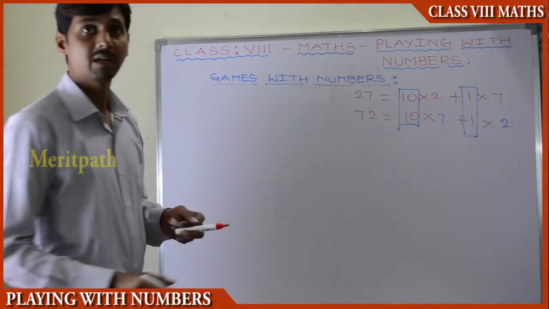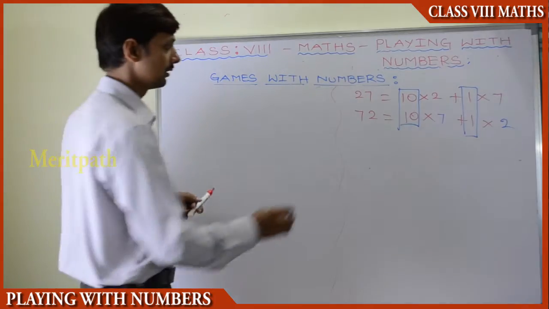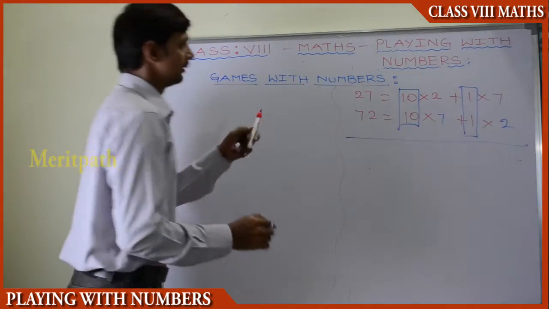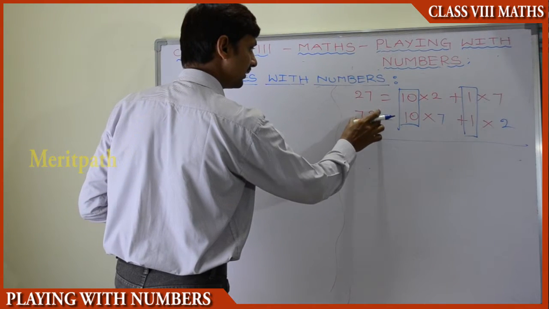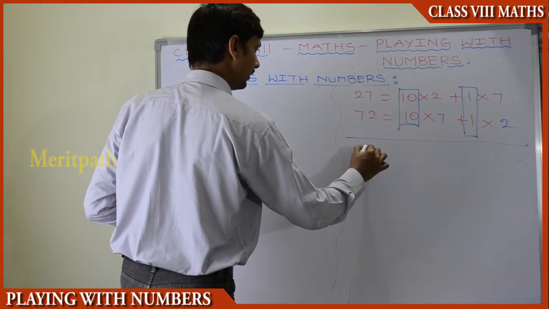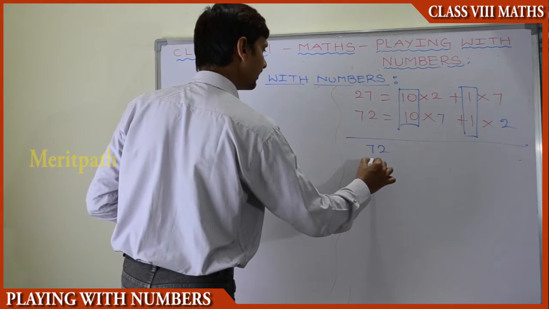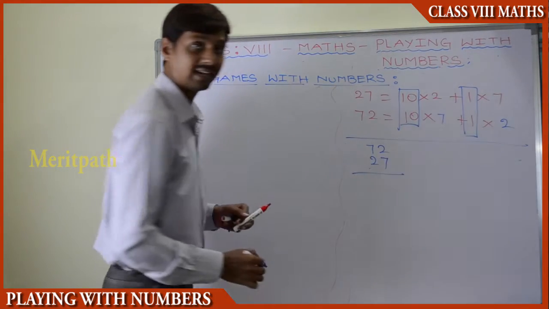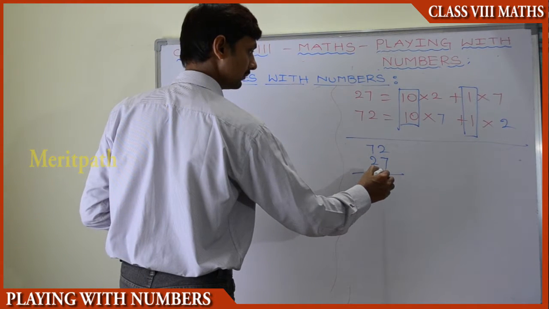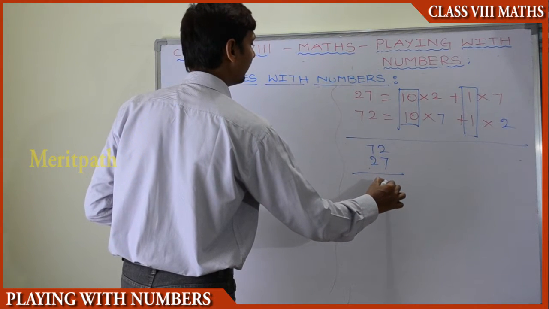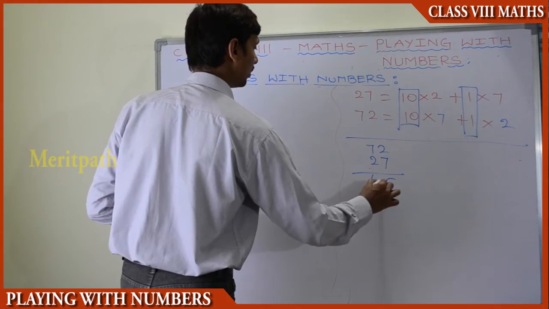Then we have subtracted these two numbers, 72 and 27, and we need to rearrange because this is greater and this is smaller. So we'll take the greater number first and then the smaller number. Then we'll subtract these two numbers. Can you subtract these two numbers? How much do we get? 45. So 45 is the answer.